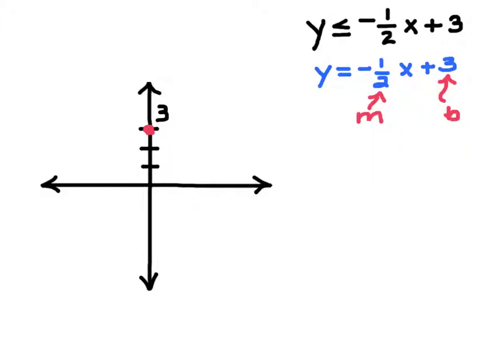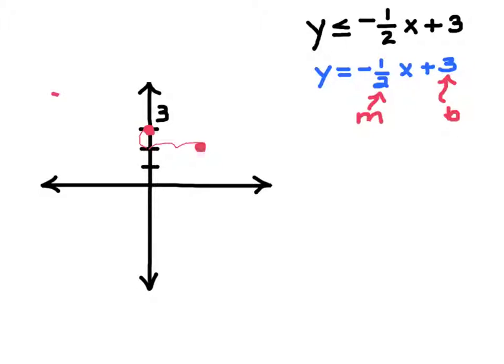Now our slope is negative 1/2, which means we're going to go down 1, our rise is negative 1, our run is positive 2. So our next point for this line falls here. Now we can connect these two points to find our boundary line. And in this case, because y is less than or equal to, our points will actually exist on the boundary line. So our boundary line will be solid.